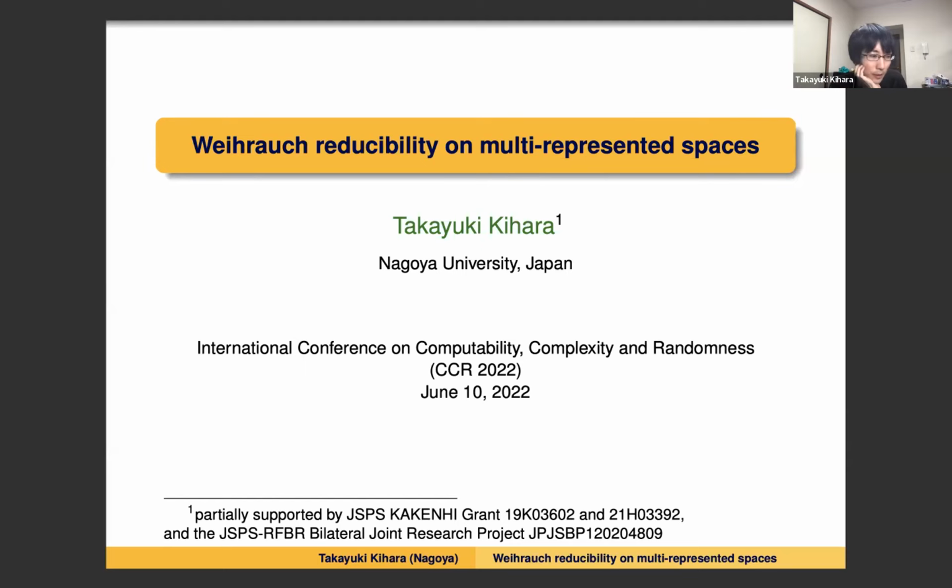So today I'd like to talk about Weihrauch reducibility on multi-represented spaces. The notion of Weihrauch reducibility is, I think, one of the most important concepts in recent computable analysis. It is basically used to classify problems or mathematical theorems. It can also be interpreted as giving a computability-theoretic classification of mathematical theorems. However, Weihrauch reducibility is a notion usually defined for functions on represented spaces. This time we are going to extend it to multi-represented spaces.